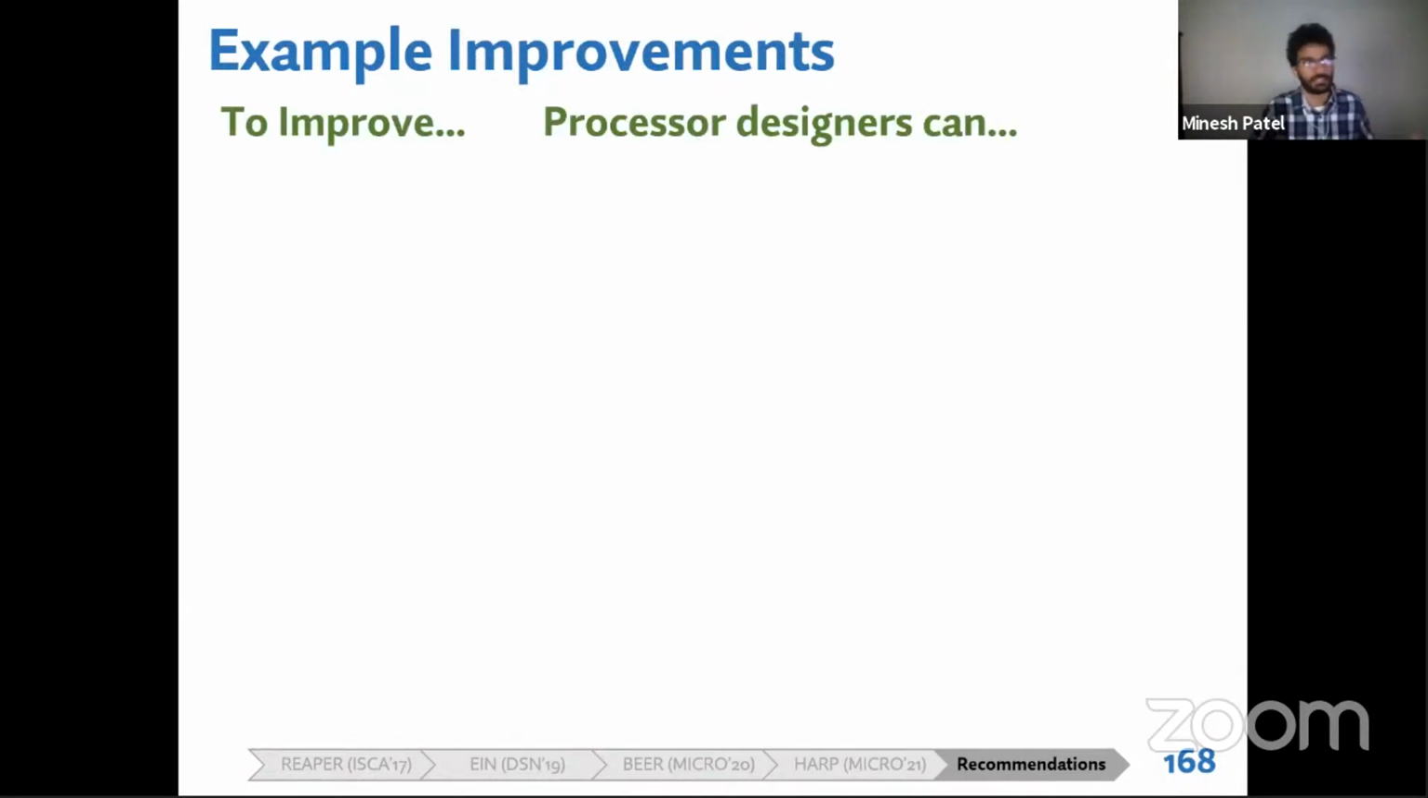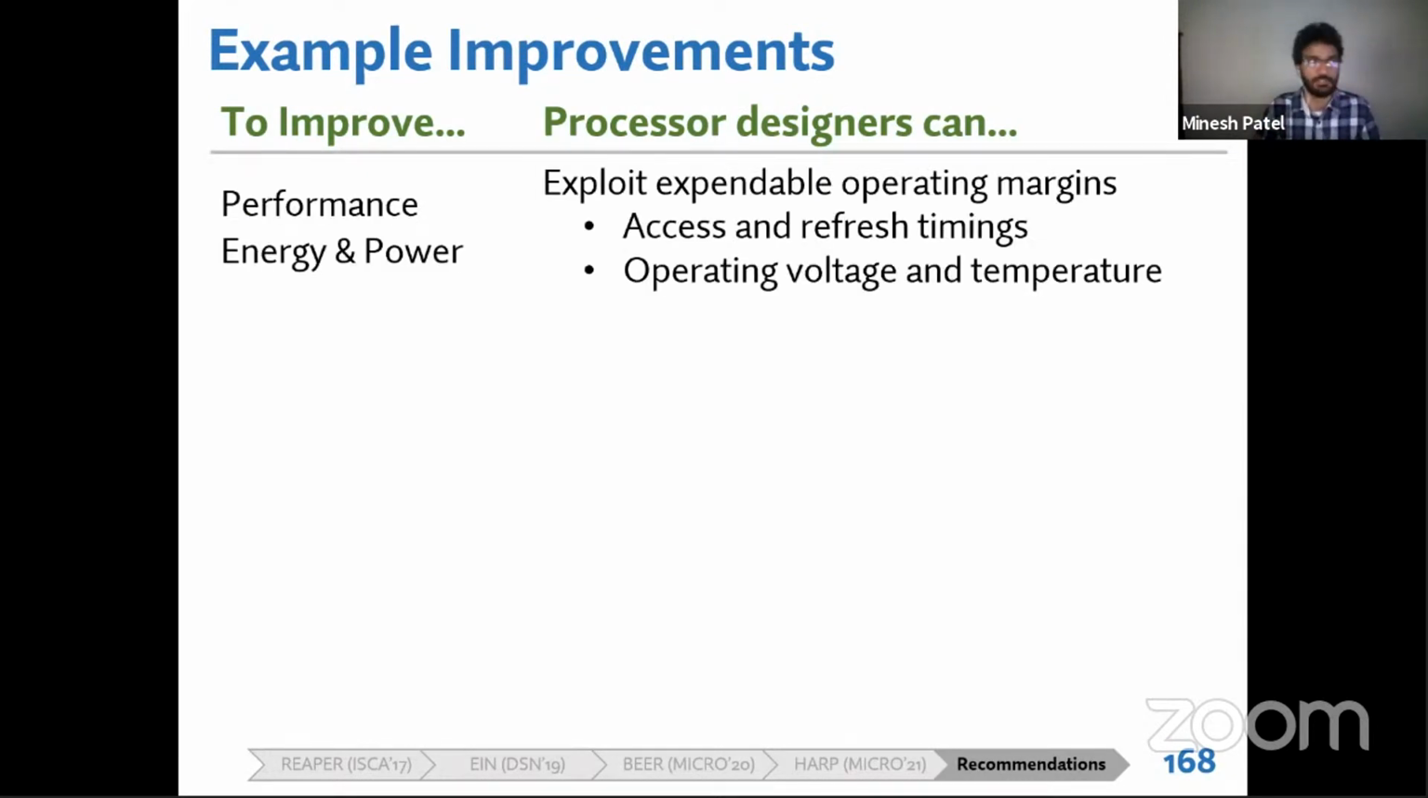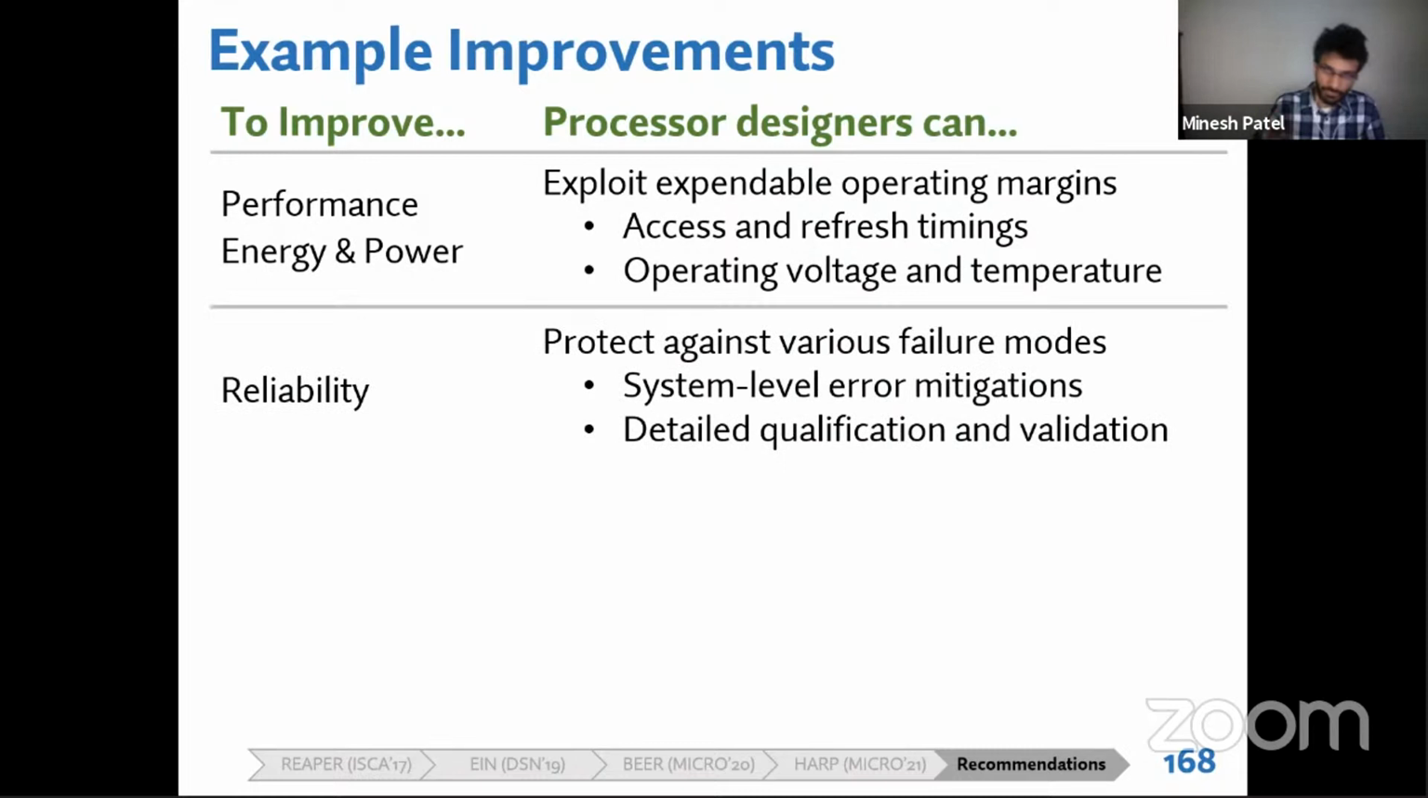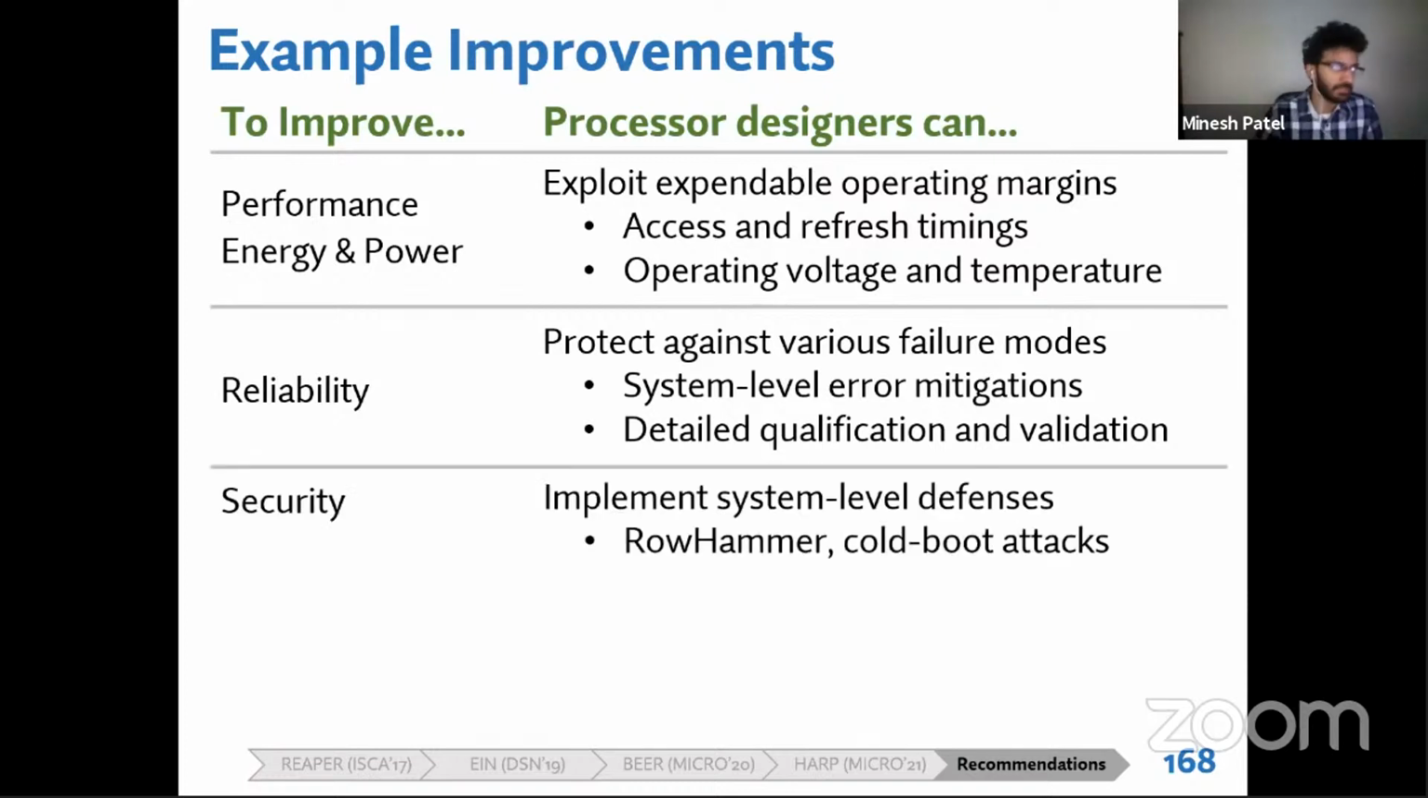To improve upon some characteristic, processor designers can integrate some mechanism. For example, to improve performance, energy, and power, processor designers can exploit expendable operating timing margins. This includes margins in things like access and refresh timings, and even operating voltage and temperature. To improve reliability, processor designers can protect against various failure modes by, for example, including system-level error mitigation mechanisms, or doing detailed qualification and validation studies of the DRAM that they integrate into their products. And even to improve security, processor designers can implement system-level defenses against potential attack vectors such as RowHammer and cold boot attacks.